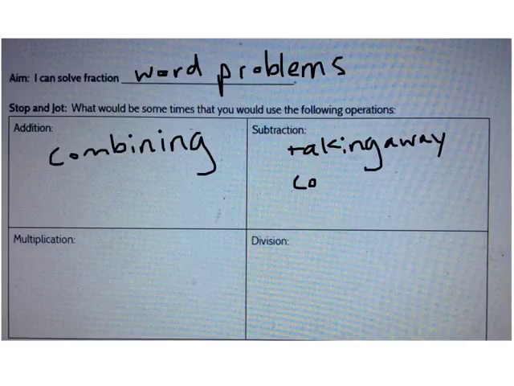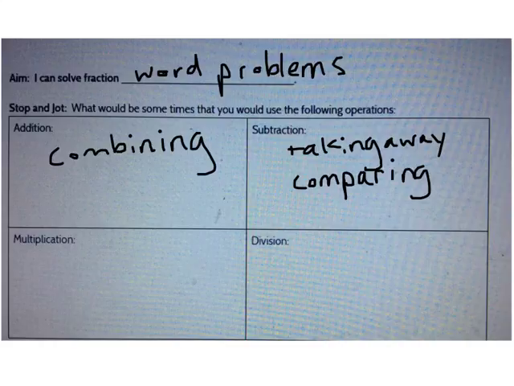Or when we're comparing. So if I see a question like how many more, or how much taller, or how much longer, I'm finding a difference. That means I'm subtracting. We'll use multiplication when we are putting together equal groups.